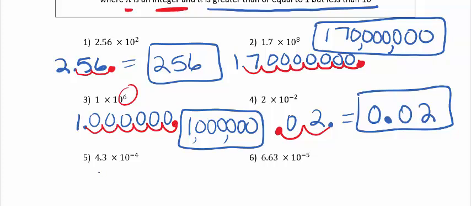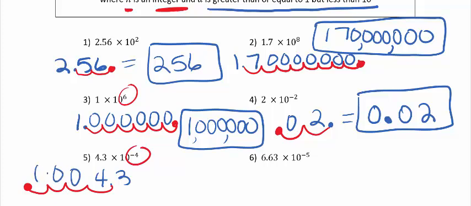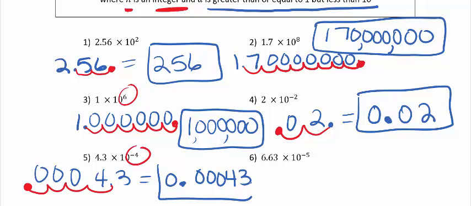We're going to take 4.3. We're going to move the decimal to the left 4 places. 1, 2, 3, 4, and that's where the new decimal is going to go. We fill in those places with zeros. So we have 0.00043. You can see a negative power on my scientific notation is going to be a very small number.